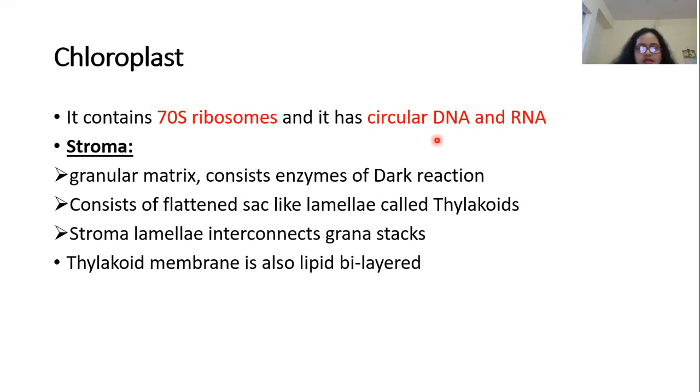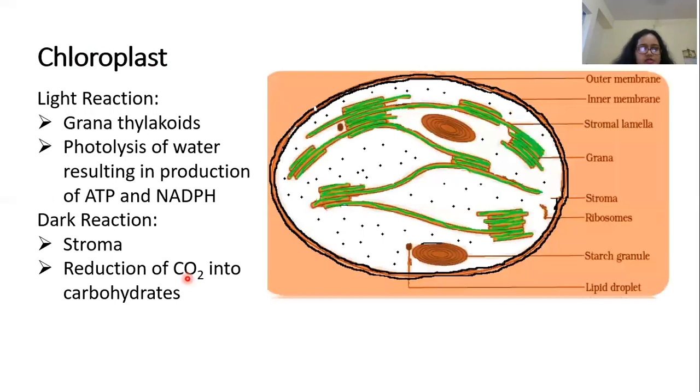I already said that it consists of flat stack-like lamellae called thylakoids, and stroma lamellae interconnect grana stacks, and thylakoid membrane is also lipid bilayered. So we know that cell membranes in living organisms are lipid bilayered. Thylakoid membrane is also lipid bilayered in nature. So the reactions which are responsible for photosynthesis are generally divided into two types of reactions.